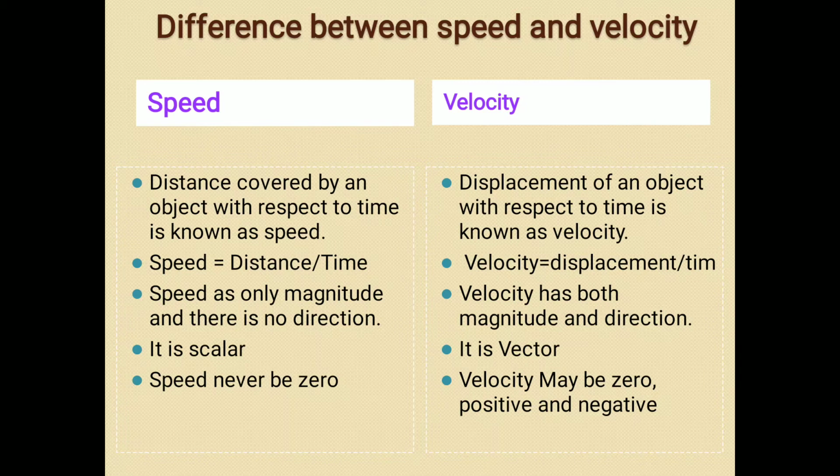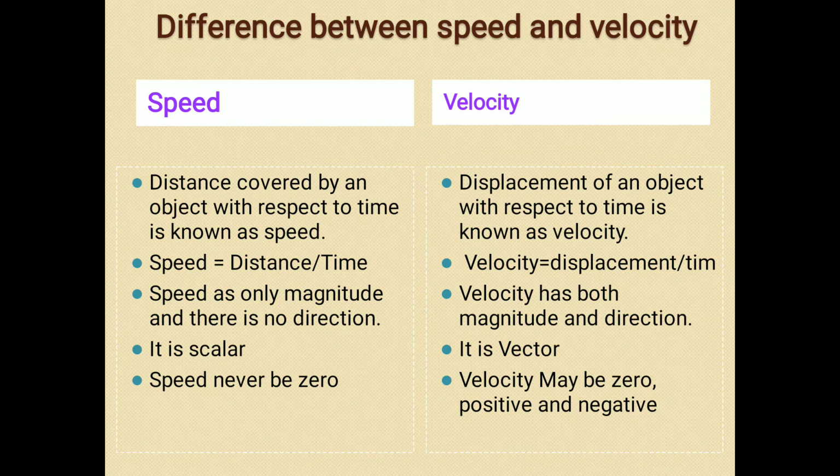Speed: distance covered by a body with respect to time is known as speed. And what about velocity? Velocity means, instead of distance, we take the displacement. Displacement of an object with respect to time is known as velocity. So the formula to calculate speed is equal to distance divided by time. Velocity is equal to displacement divided by time.